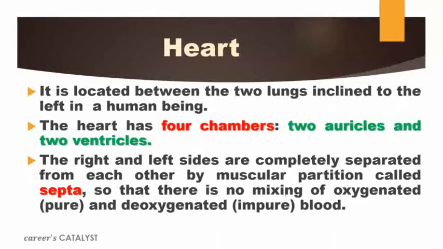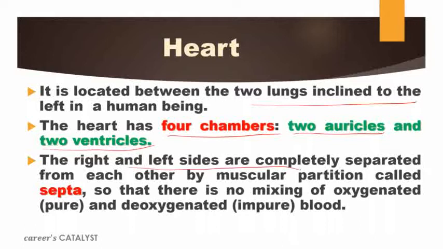It is located between the two lungs and is inclined a little bit to the left side of the human being. The heart has 4 chambers. As we already know, we are 4 chambered. So, 2 auricles and 2 ventricles. These are the 4 chambers that we have. Sometimes we name the auricle as atrium in singular form and atria in plural form also.